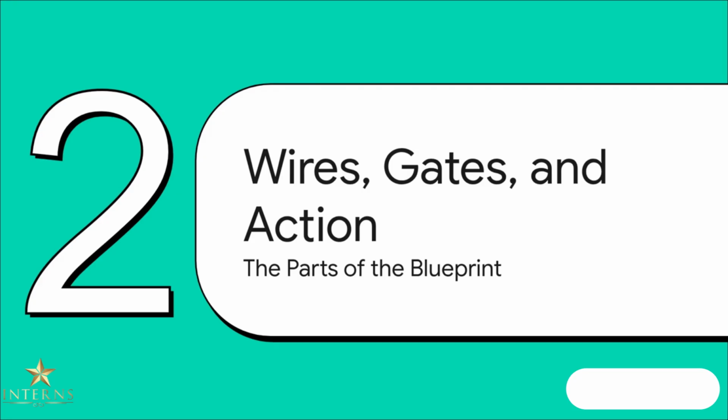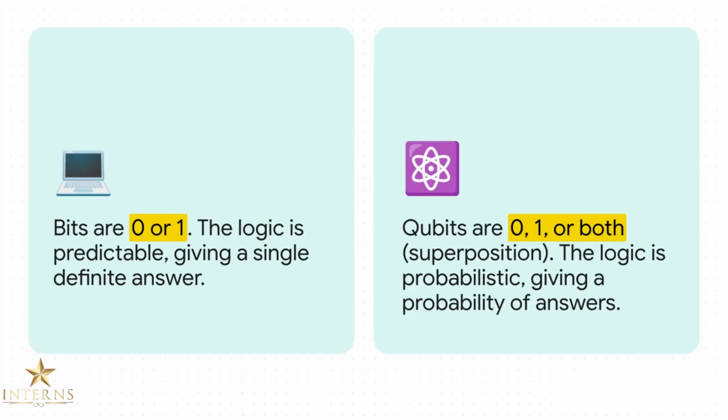All right, so let's break this blueprint down into its essential parts. Just like a classical circuit has wires and logic gates, a quantum circuit has its own unique components that let it work its magic. And this is where things get, well, quantum. A classical circuit is pretty straightforward, right? Your bits are either a 0 or a 1. Predictable. But qubits, they're playing a totally different game.